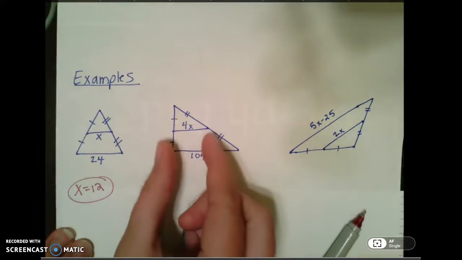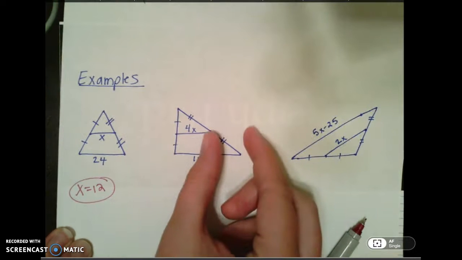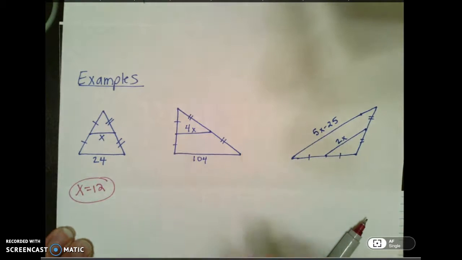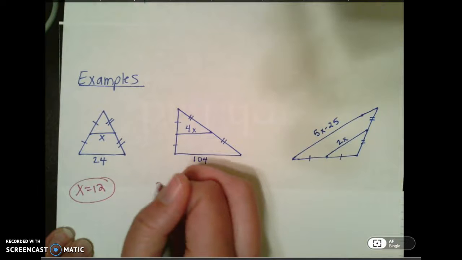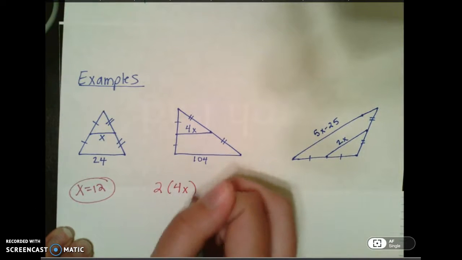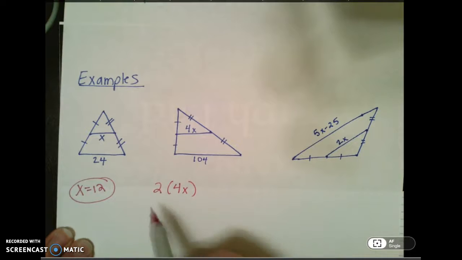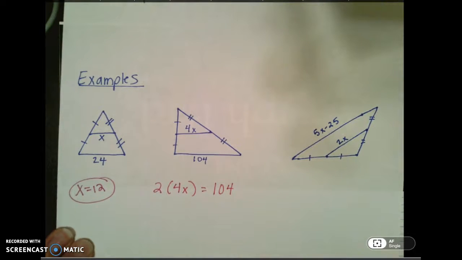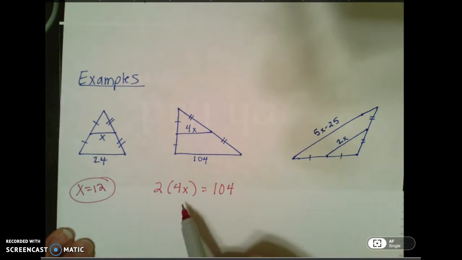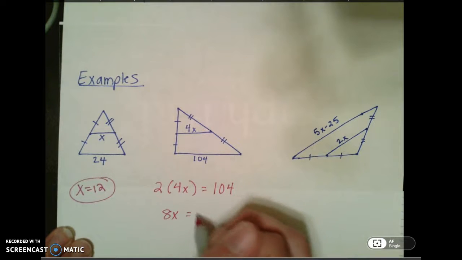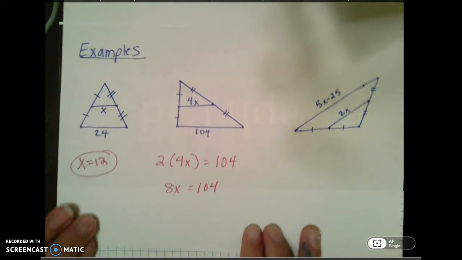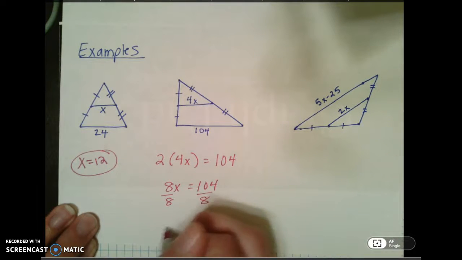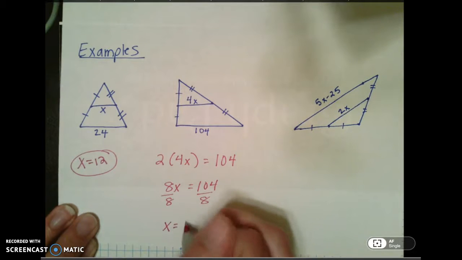So wouldn't you agree that a midsegment and another midsegment would equal the whole thing? If it's half, that means you double it, it's going to equal the whole thing. So that means I can say that 2 times my midsegment is the same thing as doubling it. If I double my midsegment, it should equal my parallel side. Well, 2 times 4x makes 8x. So I solve for this by dividing by 8. When I divide by 8, x is 13.